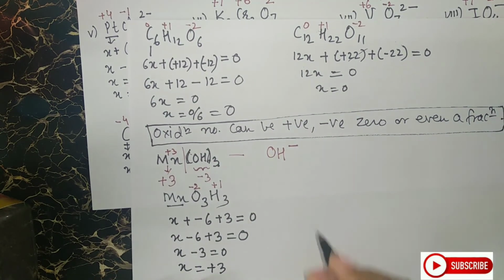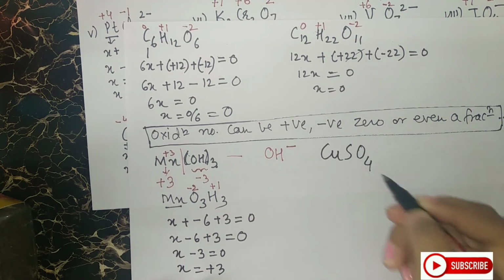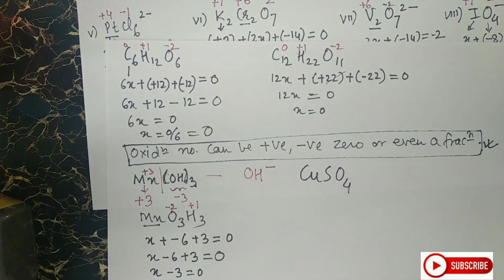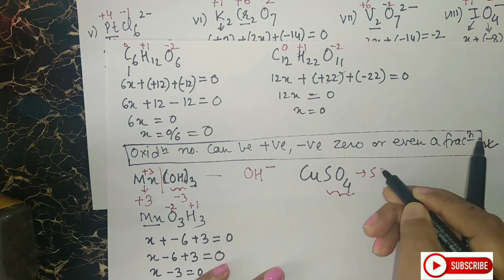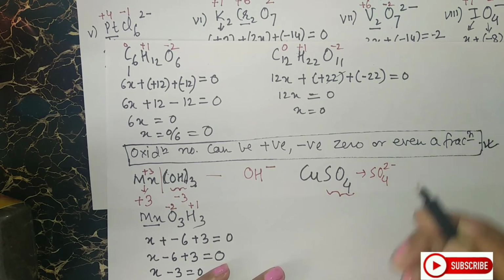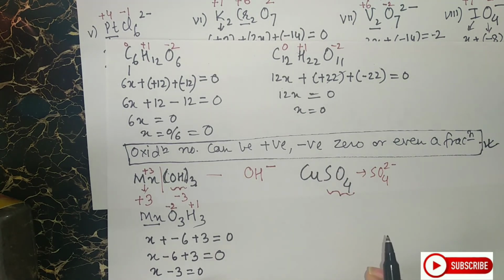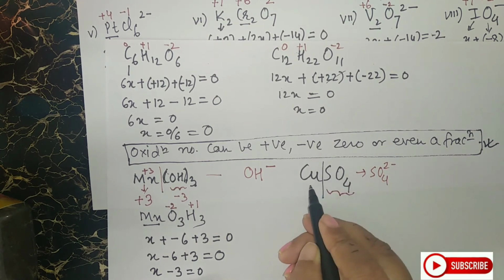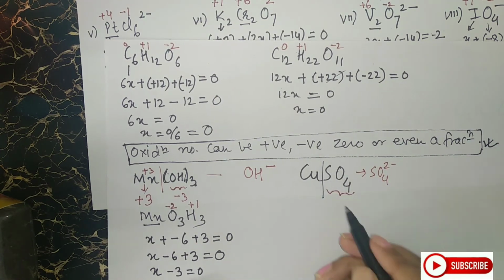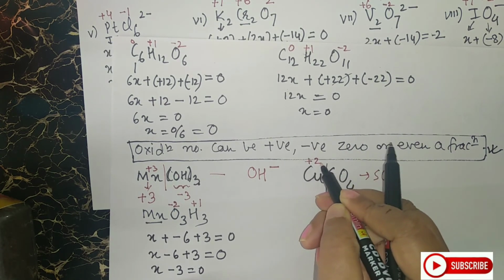The next molecule you can have is copper sulfate, that is CuSO4. If you see the molecule, the radical here is the sulfate ion, and you know that sulfate exhibits -2 oxidation state. As the molecule is neutral, the total charge is 0, and if this is -2, then copper must be +2, then only the charge will be 0. So the oxidation state here is +2.